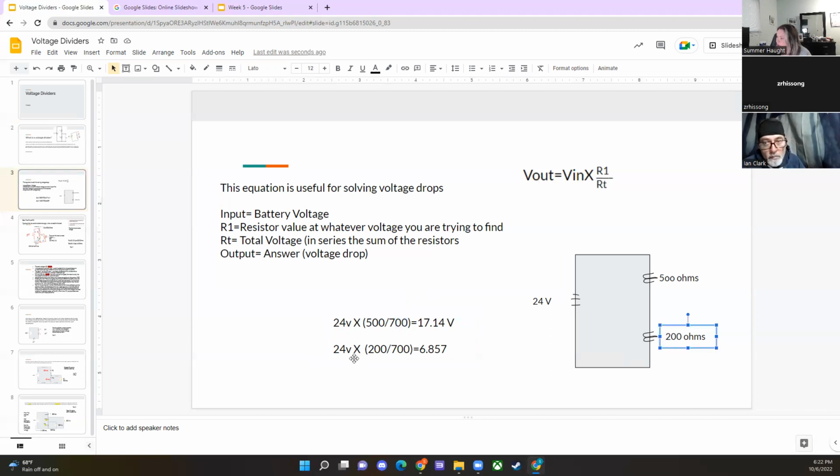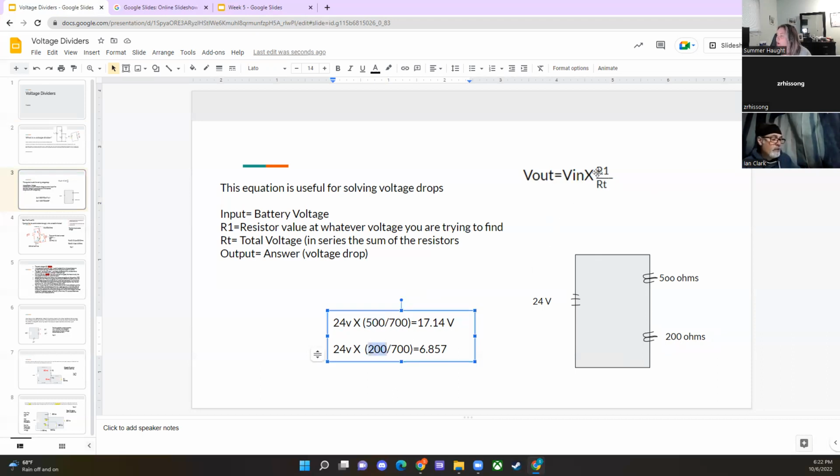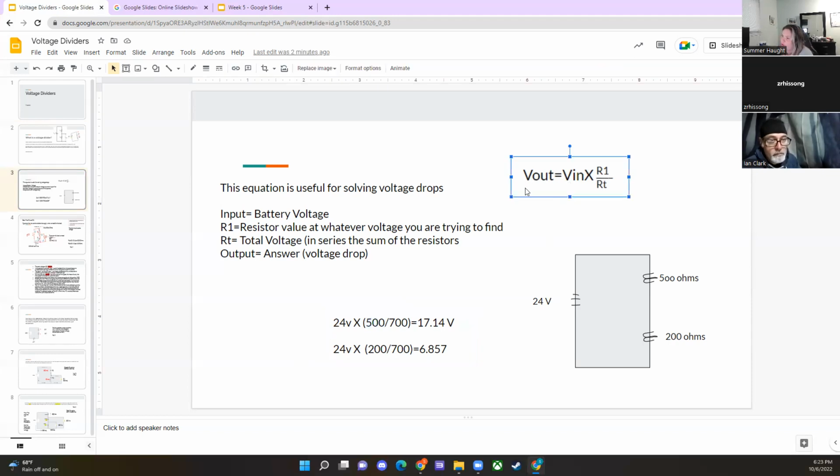At this location it's the same thing, but instead of 500, we have 200, because 200 is our resistance value here. 700 remains the same because the total never changes. It didn't matter how many resistors we had; the only number that would change is the R value at that specific location. So again, that's just an equation we were introduced to this week. It doesn't come up too much throughout the remainder of this course, but it's important to know for future courses and applications.